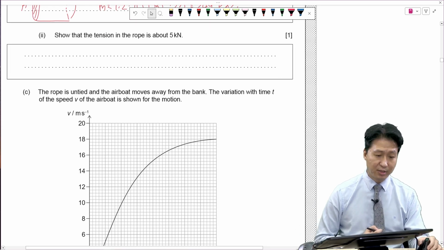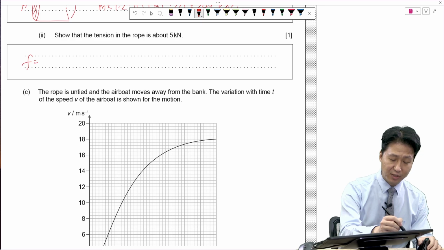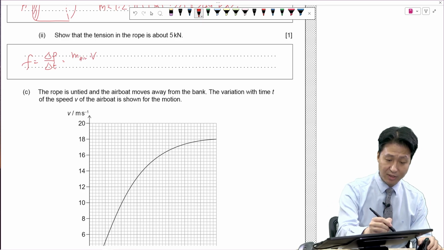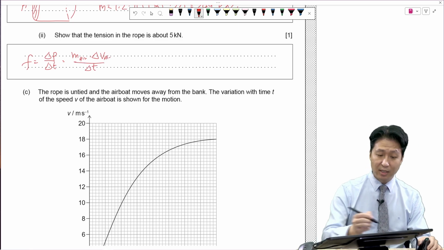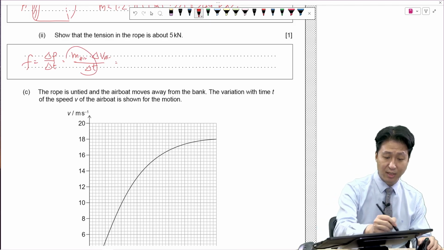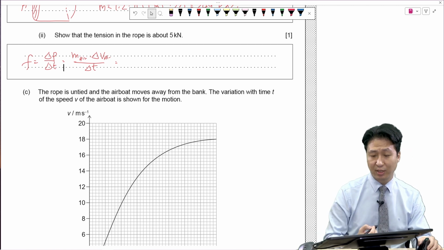In part 2 of this question, it says, show that the tension in the rope is about 5 kilonewtons. We're going to use the equation where the force equals the change in momentum over the change in time, which would be equal to the mass of the air times the velocity of the air over the change in time. Now, the change in time in this case is, of course, 1 second. Or you can say the change of the mass of the air per unit time, which is kilograms per second.